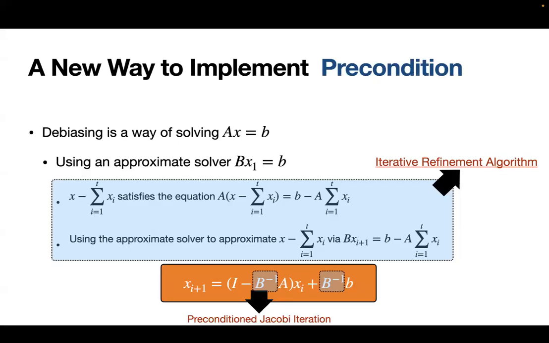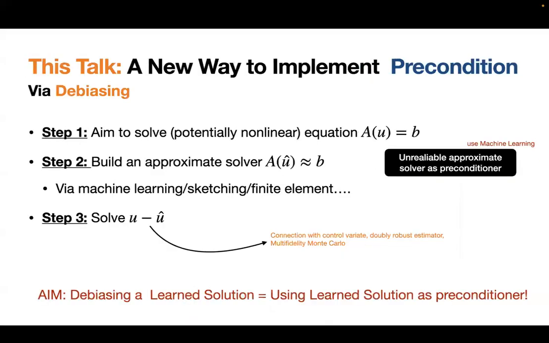Okay, so in the linear case, the debiasing and the preconditioning are actually equivalent, which is that if you do this debiasing step by step, it is almost the same as doing a preconditioned Jacobi iteration. But the good thing is the debiasing way can be more easily extended to nonlinear equations.